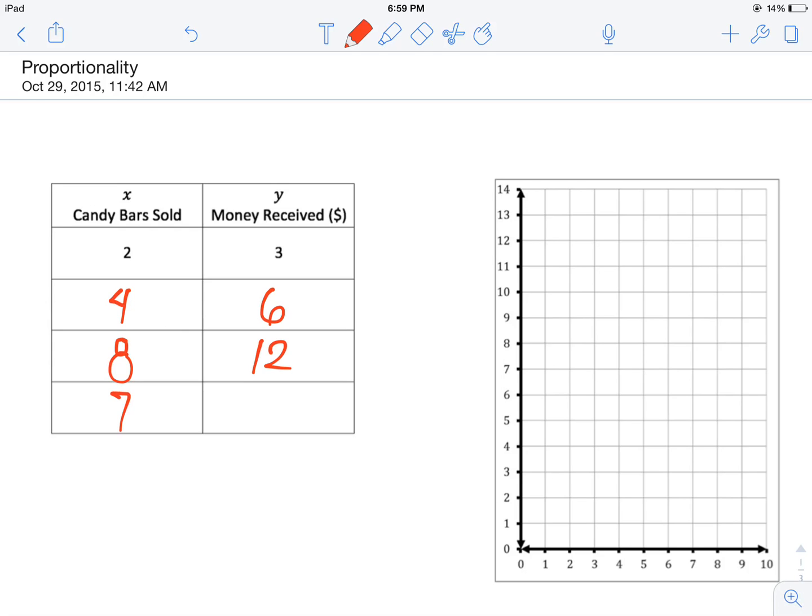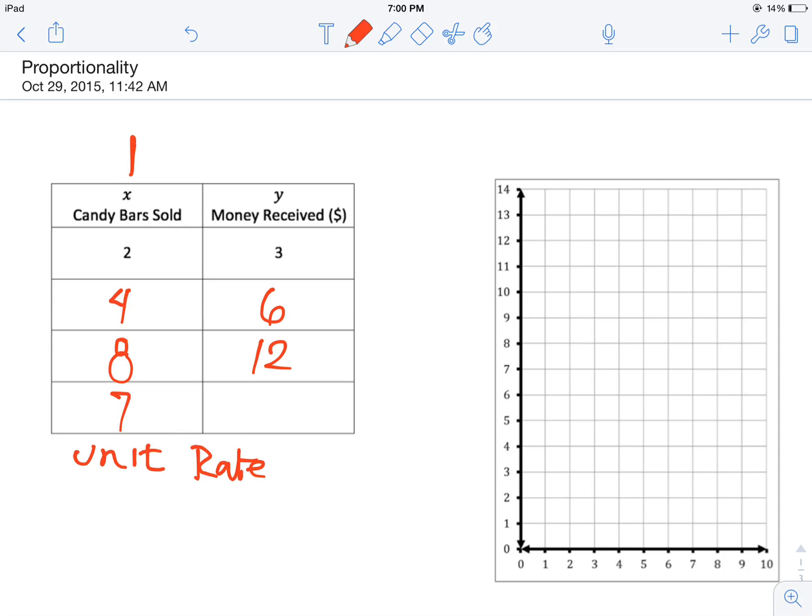One of the best ways to move beyond this simple strategy of doubling is to use something called the unit rate. All right, the unit rate. And the unit rate is, well, in this story, how much money you would make for 1 candy bar. The unit rate is what we see when we find 1 in the x column. When x equals 1, then y will be our unit rate.